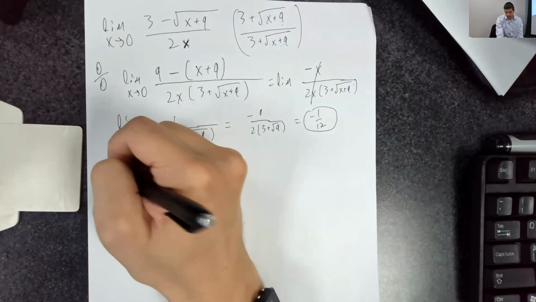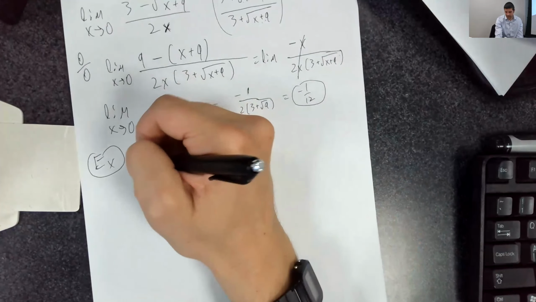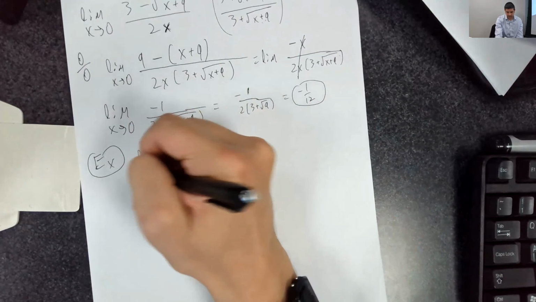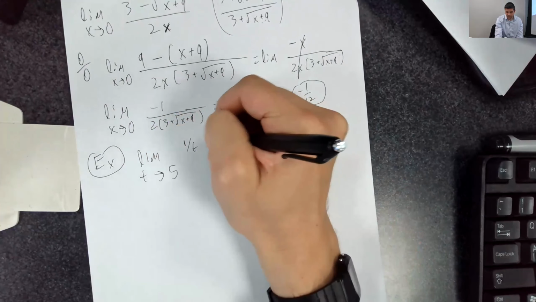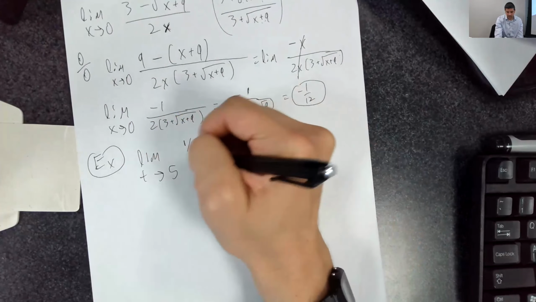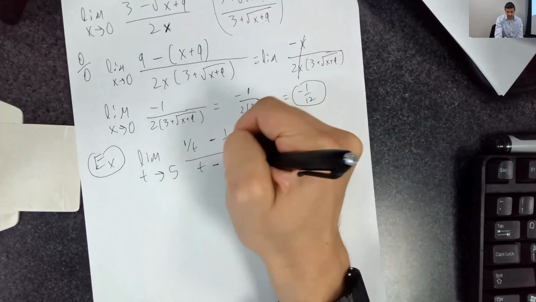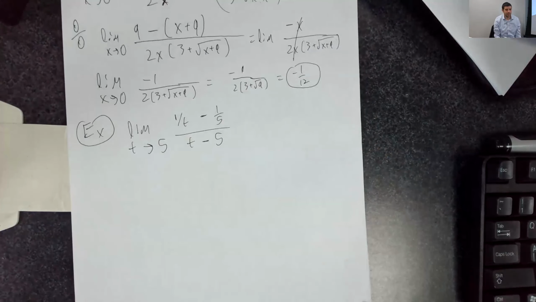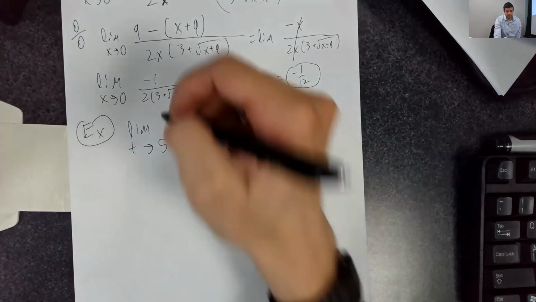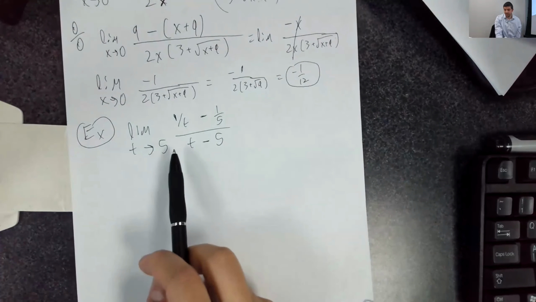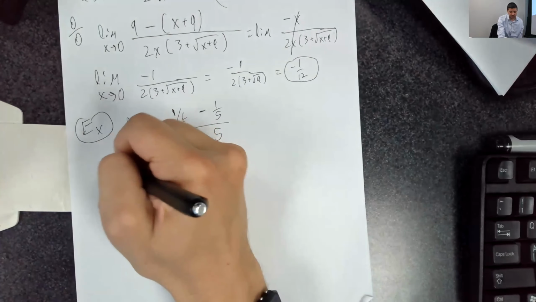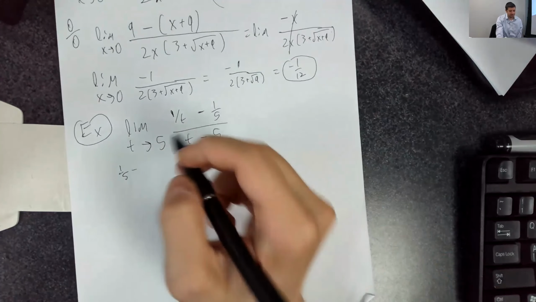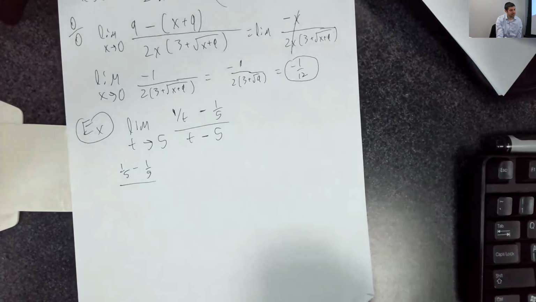Okay, so let's try another one. It doesn't look like this, but again, algebra is going to help us here. Limit as t goes to 5 of 1 over t minus 1/5, divided by t minus 5. Now, if I plug in 5 into the numerator, what do I get? I get 1/5 minus 1/5 in the numerator, divided by 5 minus 5, which is 0.